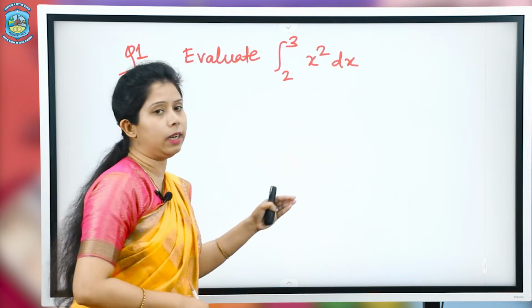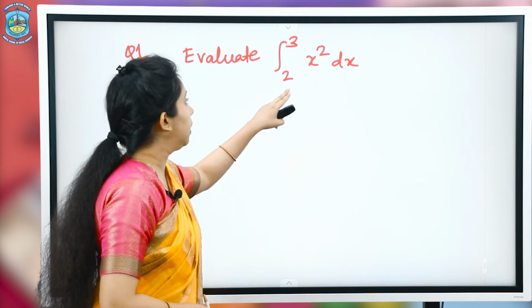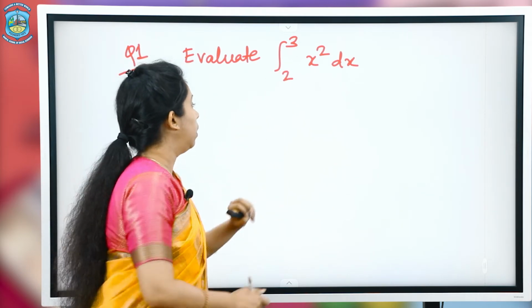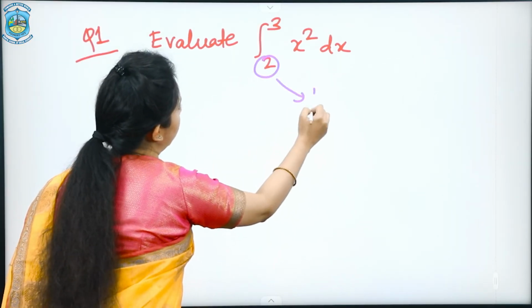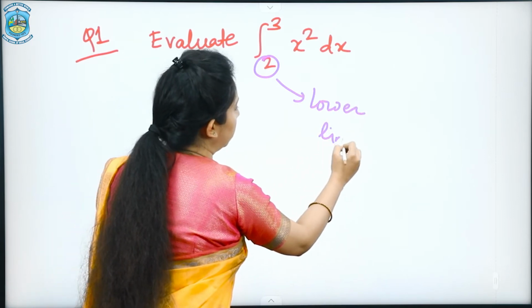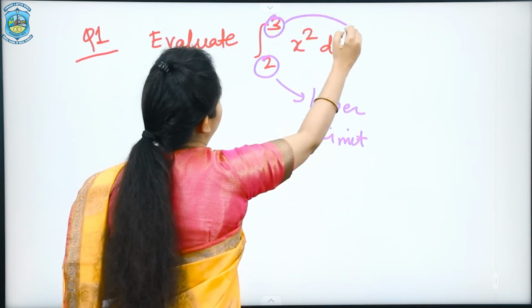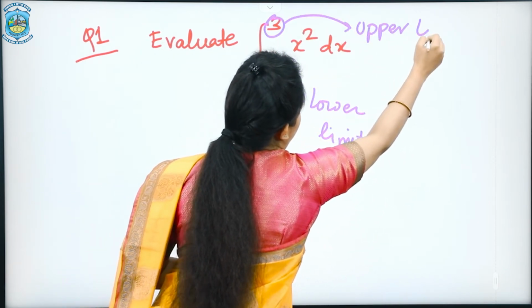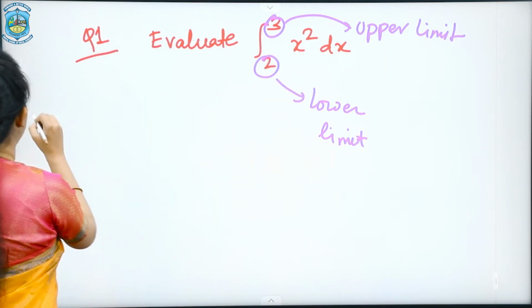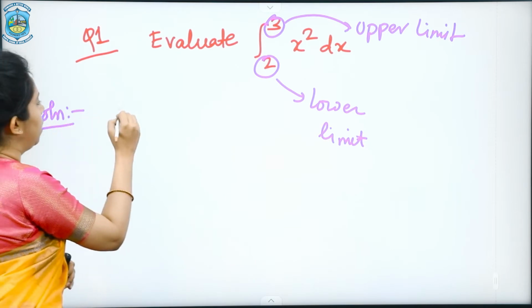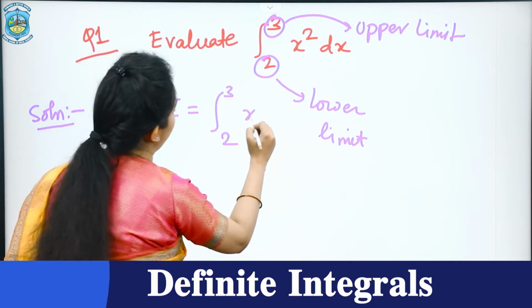So, we have to evaluate this definite integral where the function is x square and the limits are 2 and 3. 2 is the lower limit and 3 is the upper limit. So we have to integrate the function for these limits. So we'll start with the solution. We'll assume this integral as I, integral 2 to 3 x squared dx.